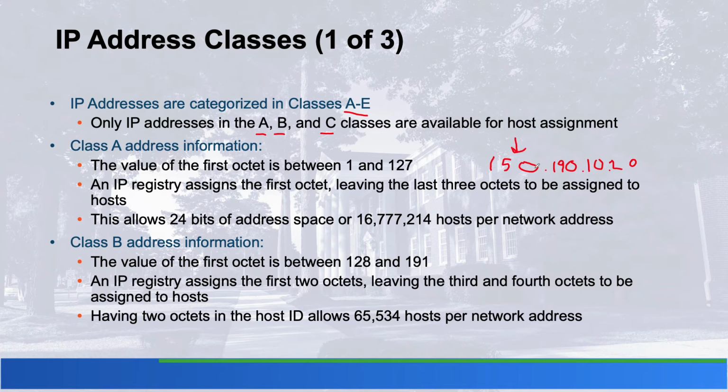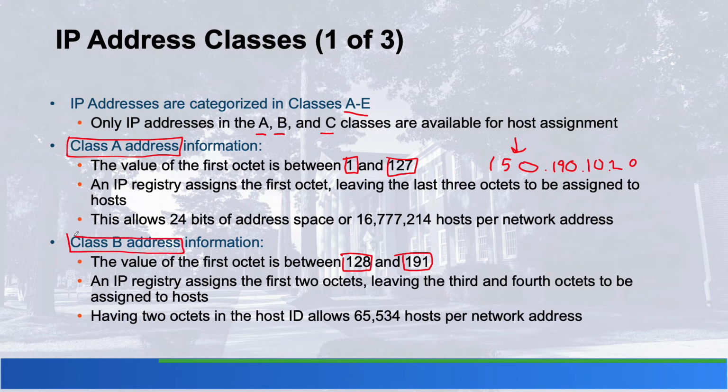If this first number is between the value of 1 and 127, it's considered a Class A address. Is this a Class A address? It's not, because 150 does not fall between 1 and 127. So this is not a Class A address. Class B addresses, the value of the first octet, is between 128 and 191. Is this IP address a Class B address? Yes, it is, because 150 is between 128 and 191.